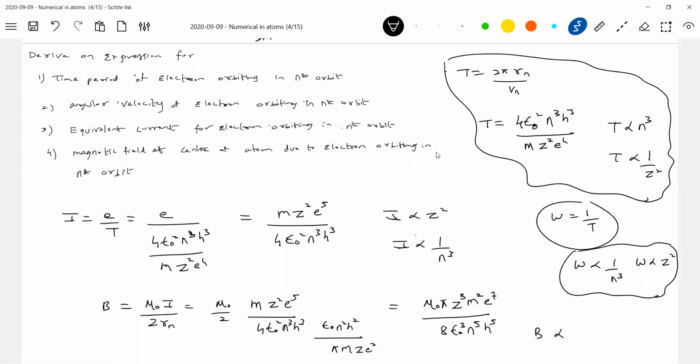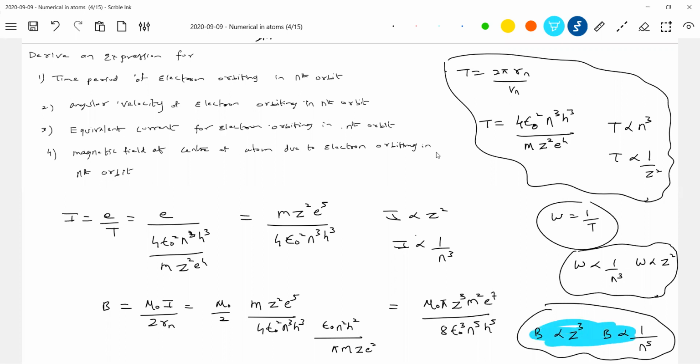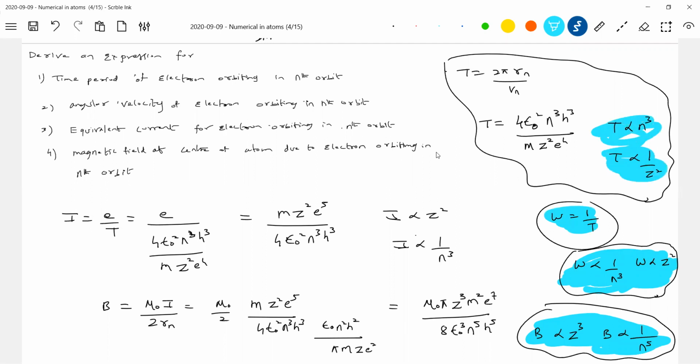So what is the magnetic field produced at the center? Proportional to z cube, inversely proportional to n to the power of 5. I think this data is better remembered. In exams you don't get time to work all this out, even in Advanced. If you memorize this, you'll be on the safer side. Such things can be asked in Advanced as matching, information-based questions. If you can get the time period, all the other things are related to that only, and we are able to manage here.